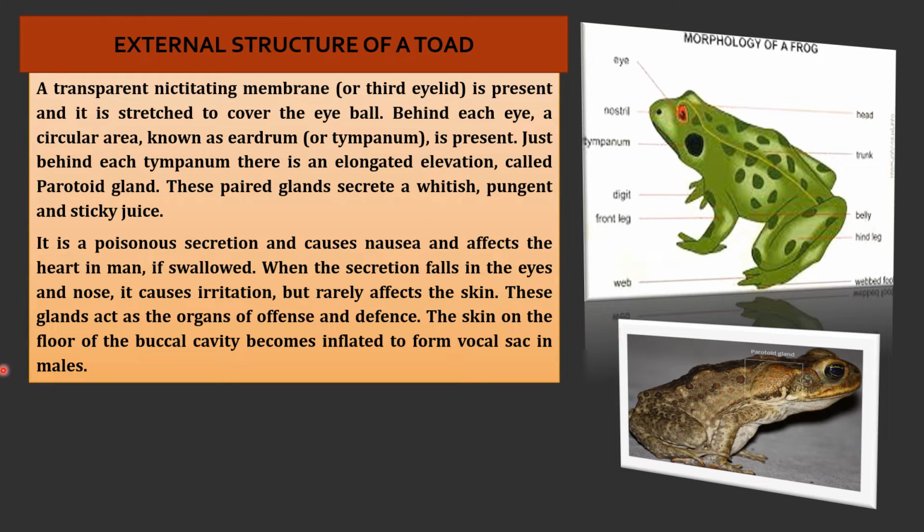The skin on the floor of the buccal cavity becomes inflated to form a vocal sac in males. I told you in the Zoom class which one is the buccal cavity. So on the floor of the buccal cavity actually becomes inflated. That means more or less flattened to form a vocal sac in the case of males. Previously I told you there is a difference between the voice of male and female. So this is the reason actually the vocal sac of males is thicker than females. Hopefully you have understood.